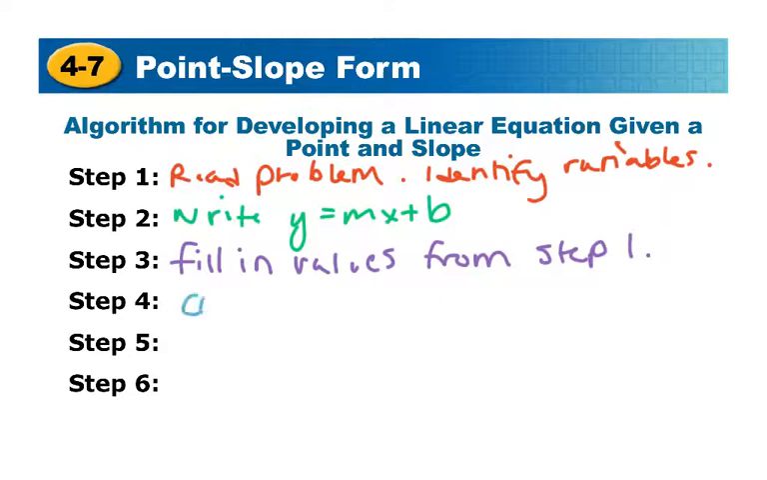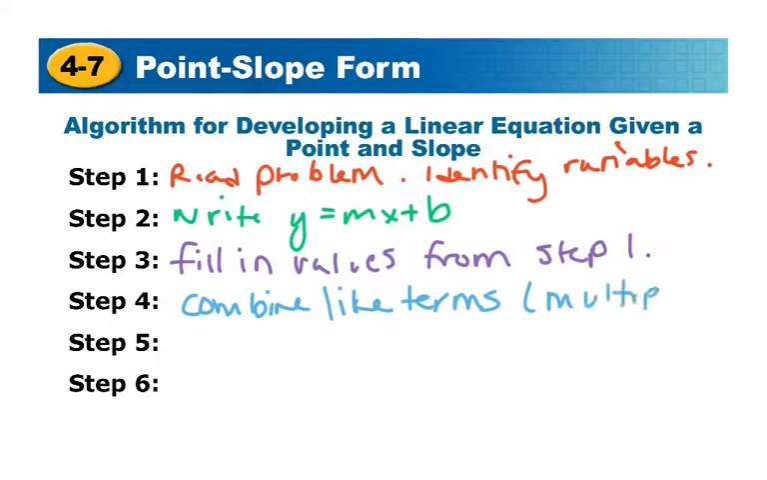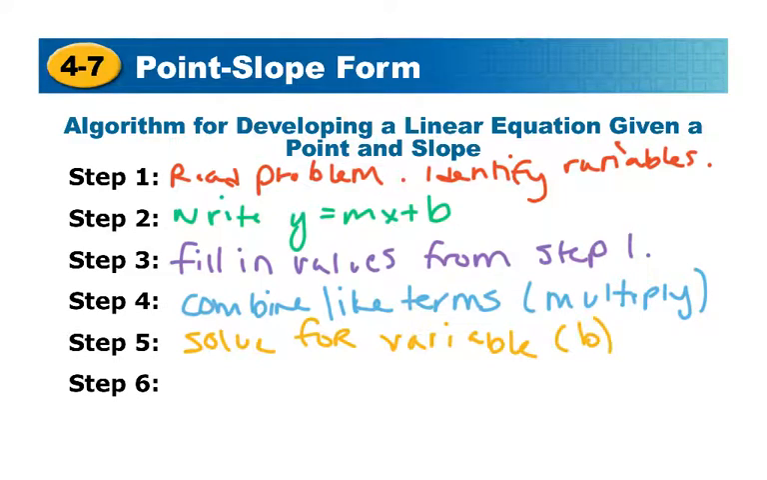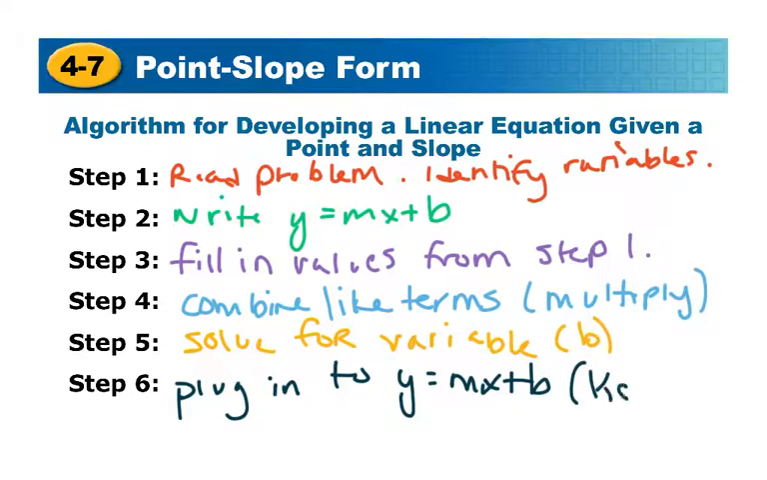Step 4, we're going to combine like terms, which in this case is going to be multiply. We're then going to solve for the variable, which is most likely going to be b. And then the last piece is to plug in to y equals mx plus b, but remember to keep y and x.